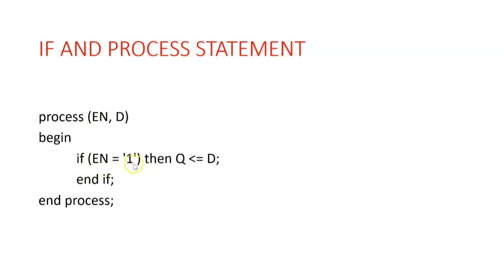If en equal to 1, then q <= d. This means the value d is assigned to the variable q, end if. So when you are writing an if statement, make sure that you put an end if inside that process itself. Only after that you put the end process. Don't put the end if after the end process, it will throw an error, or it will not work properly. Anyway, if you are using an if statement, you have to put an end if also. Okay, so this is how you write an if statement inside a process.